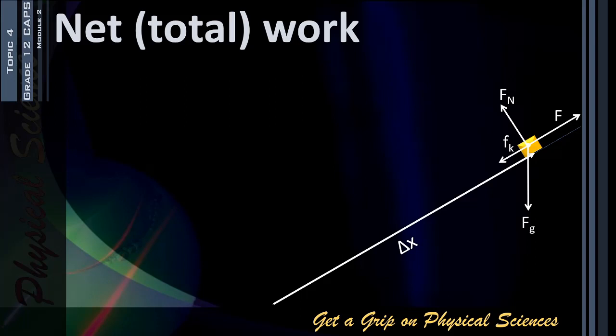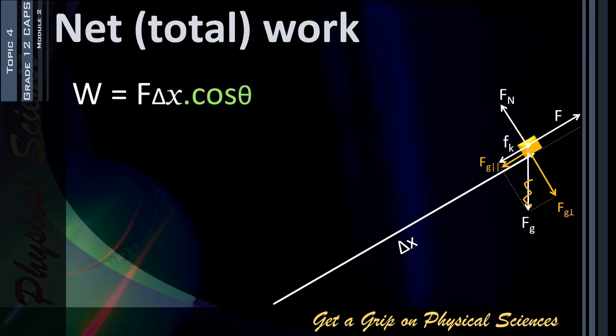Now with an object on an incline, we calculate the components of gravity, and we have a perpendicular component and a parallel component. So now we have to decide which of these forces or components of forces we have to include in our calculation to determine the total or the net work.